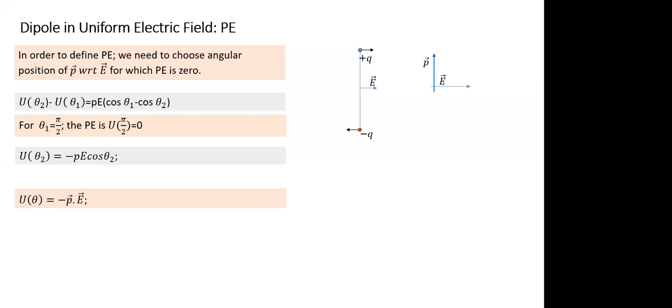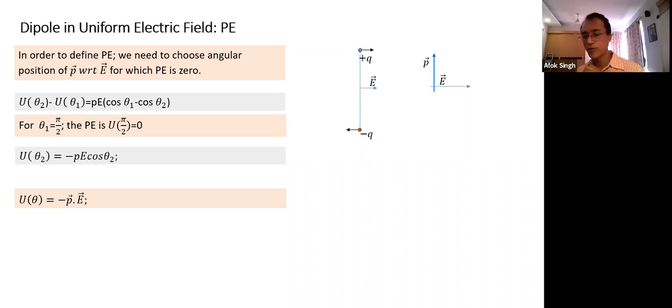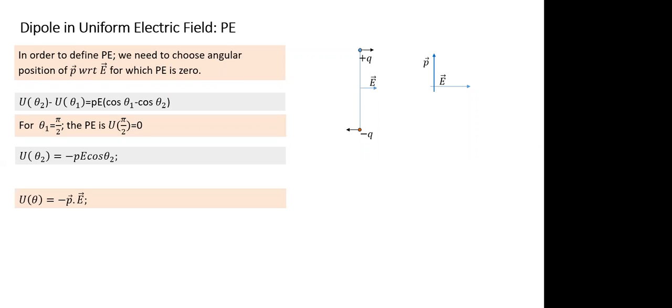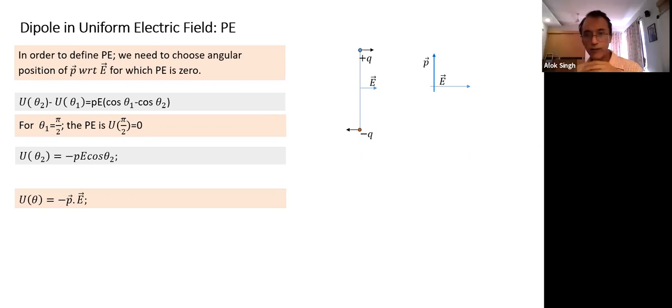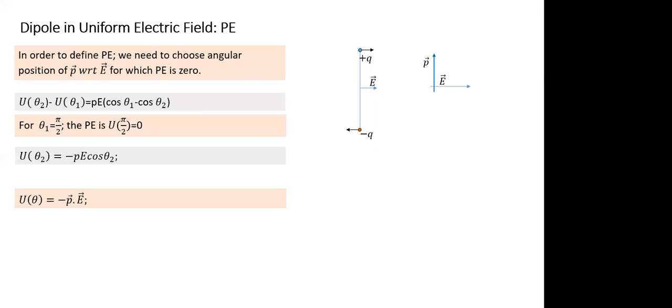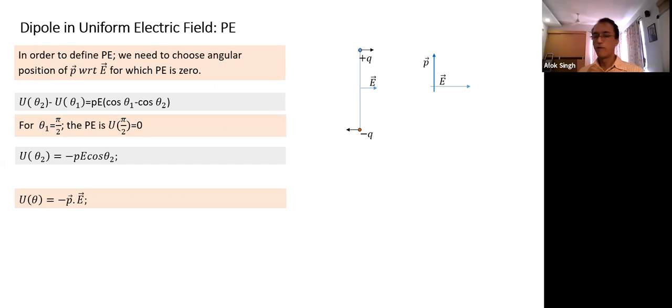So in minus PE cos theta, what could be the maximum possible value? Minus PE, 0, or plus PE? Plus PE is the maximum value. So when would it become plus PE? What value of cos theta is needed? Minus 1. So when is potential energy maximum? When cos theta is equal to minus 1. When is cos theta minus 1? At 180 degrees.